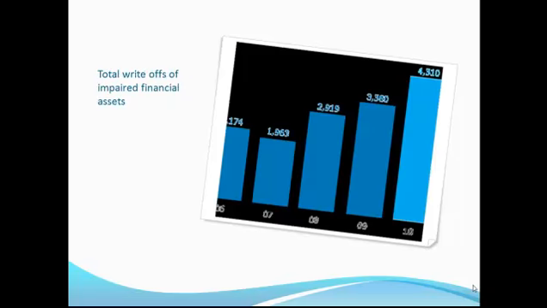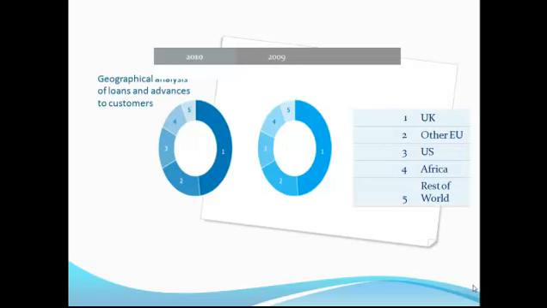The next bar graph is telling about the total write-off of impaired financial assets. As you can see, across 2007, 2008, 2009, the total write-off of impaired financial assets has increased. In 2007 it was 1963, and in 2010 it was 4310.